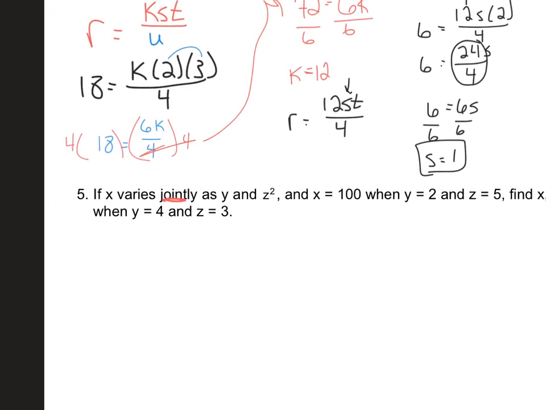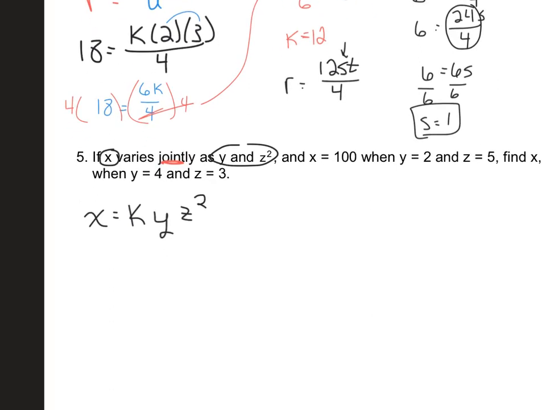Now, this varies jointly, so this is just all multiplication, but it has something kind of different. But it sets up the same way. So I know that X is the first variable, so I'm going to say X equals. And I know I'm going to have a K, all right? But it says it varies jointly as Y, so I put a Y, and Z squared. So that's really the only thing different. So jointly, you just line up all the variables that come after with a K, and then the one before is the very first one.